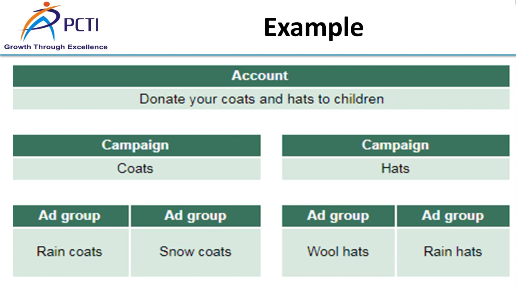As every campaign is further subdivided into ad groups that we have already covered, in this the coat is further bifurcated into 2 categories, that is raincoats and snow coats. Similarly, the hats campaign is further subdivided into 2 ad groups, wool hats and rain hats. So I hope you got my idea of how this concept works. Every account needs to be set up in terms of campaigns, which are further subdivided into ad groups, and every ad group is a collection of different keywords.